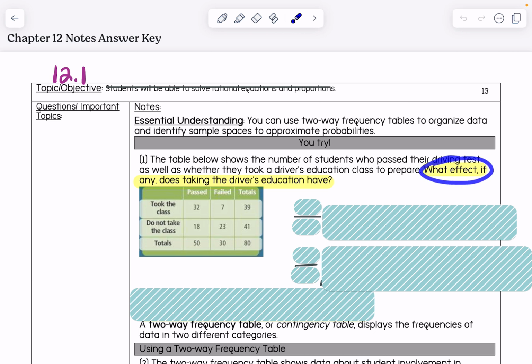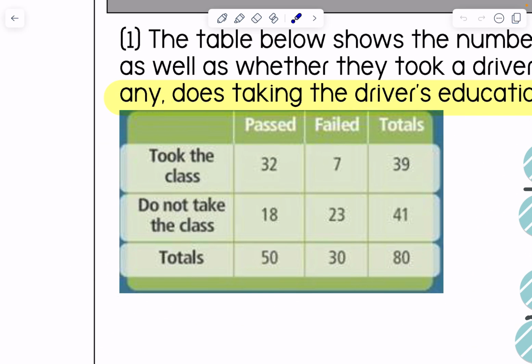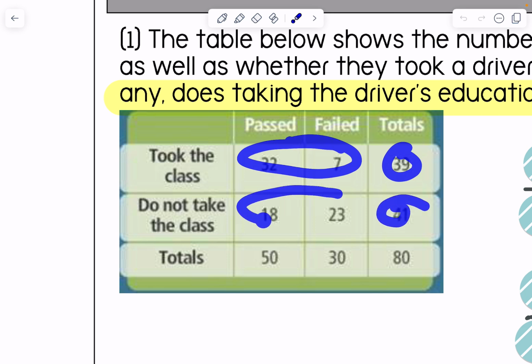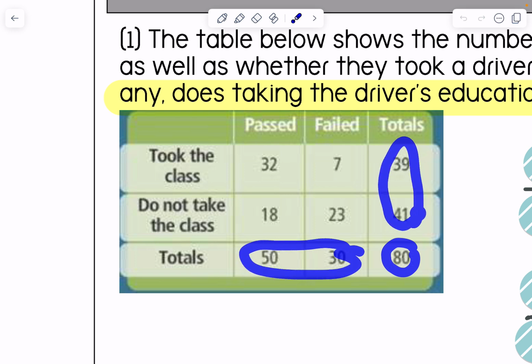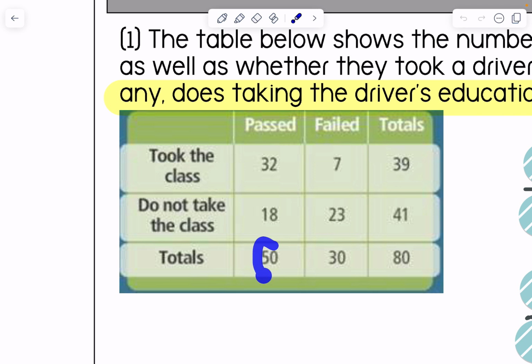Whatever I highlight, I would underline it if you don't have a highlighter, just because it's important. So let's look at this table. Just a little bit of background. This number is the sum of this row. This number is the sum of this row. This number is the sum of this row. It's also technically the sum of this column right here. This number is the sum of these numbers, and this number is the sum of these numbers, because you're going to have to be filling in some parts on your chart on the homework.